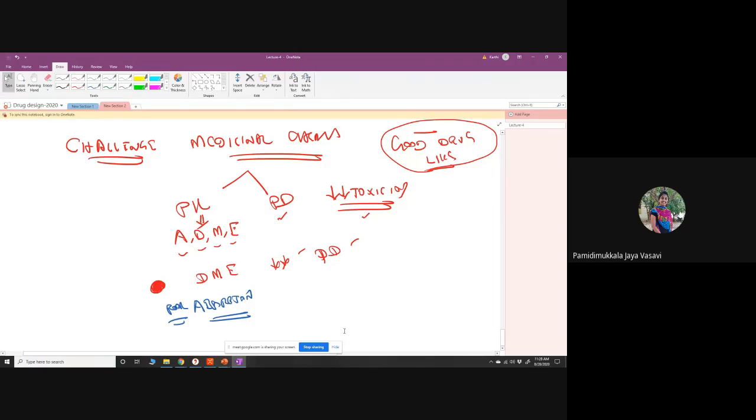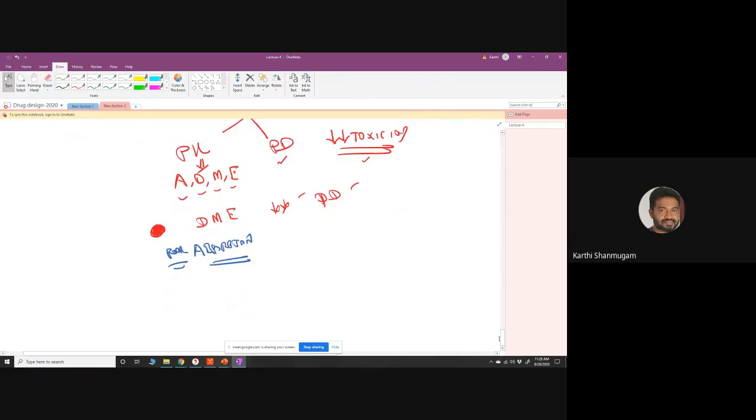Can we say that we should give it intravenously? No, no. We should go for lead optimization. We can go for intravenous administration, but if the absorption is not good, again the molecule cannot enter into the cell. So we have to improve the absorption. And if the problem is not absorption, say I have good absorption but there is poor distribution or poor metabolism, what do we have to do?